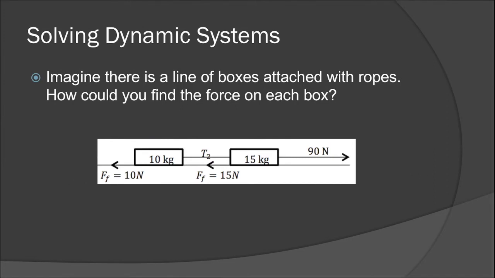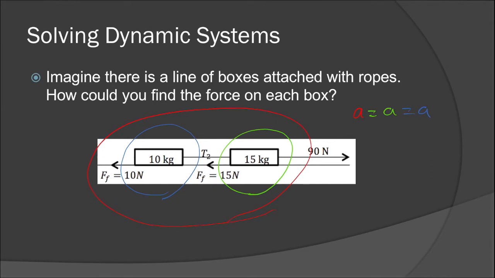Here we have three choices for our system since there are two objects. Our first option, we can say our system is simply this 15 kilogram box. Our second option, we can say the system is this 10 kilogram box. And for our third option, we can say that the system is both the 10 and the 15 kilogram box. No matter which system we choose, the acceleration must be the same.